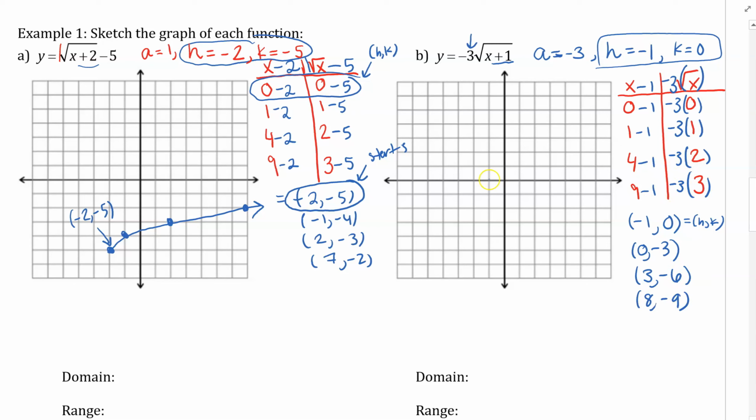So negative 1, 0 is right here. 0, negative 3: 1, 2, 3, is right there. 3, negative 6: 1, 2, 3, then 1, 2, 3, 4, 5, 6, is right there. 8, negative 9: 1, 2, 3, 4, 5, 6, 7, 8, then 1, 2, 3, 4, 5, 6, 7, 8, 9, kind of like right there.